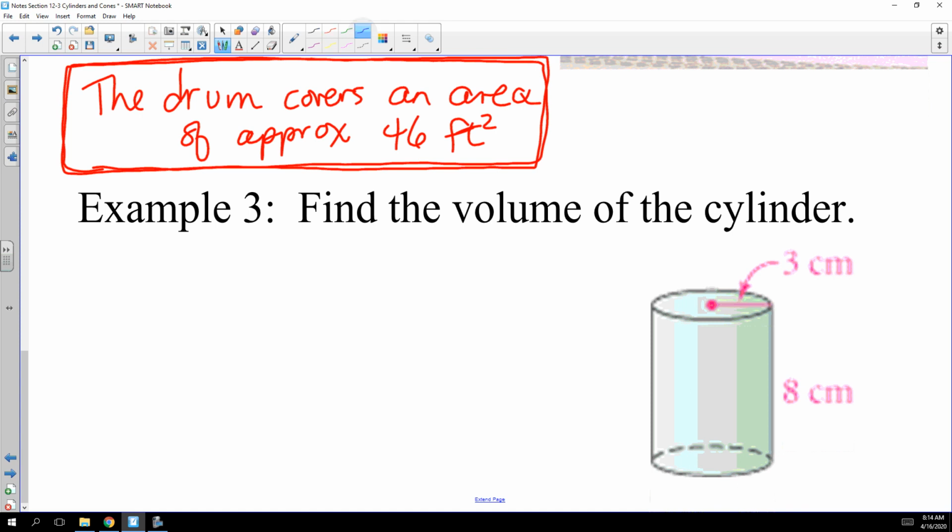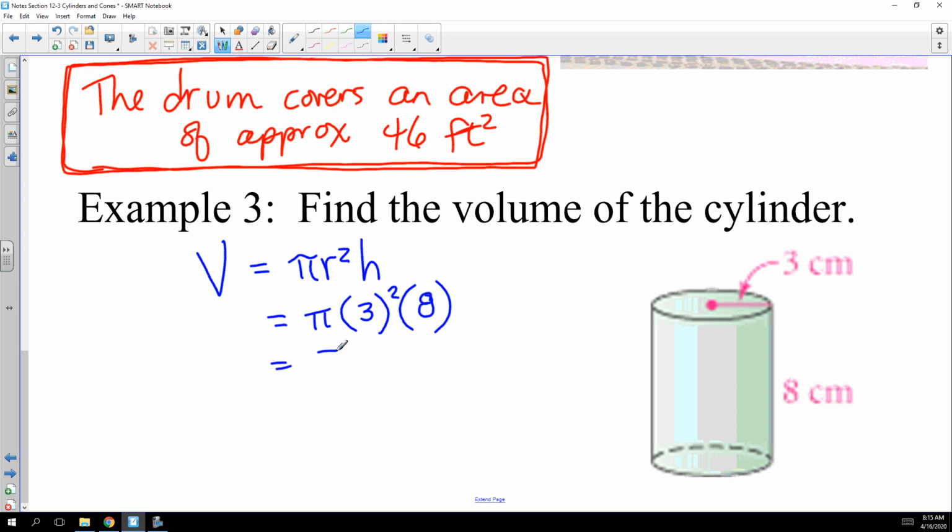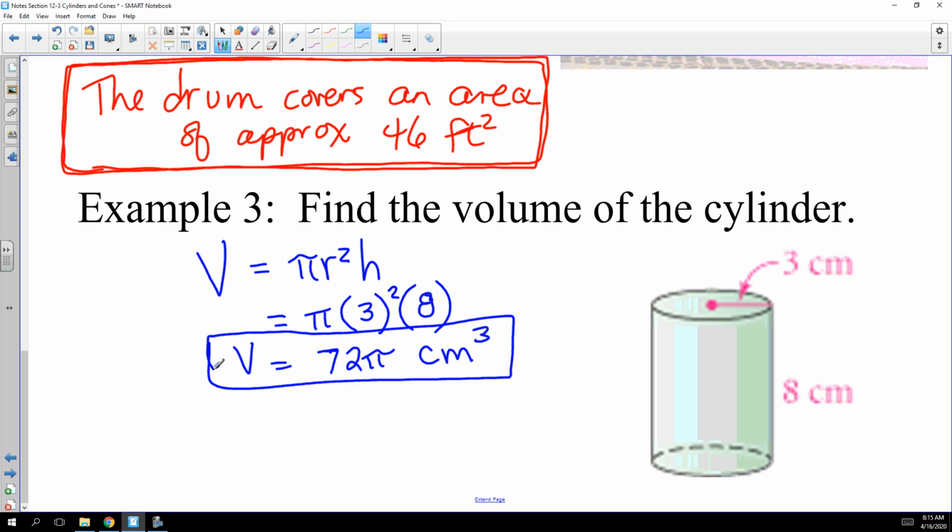All right, in this next one, we're going to find the volume of the cylinder. It looks like we pretty much have everything we need. Volume for a cylinder, remember, is going to be the area of the base shape, which is pi r squared, times the height of the cylinder. So we already have the radius, that's 3 squared, times the height, 8. And so that's going to be 3 squared is 9, and 9 times 8 is 72 pi centimeters cubed. Remember, we were finding volume. It didn't say anything about approximating your answer. I'm just going to leave it like that for now.